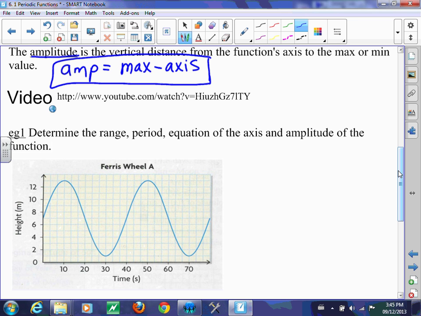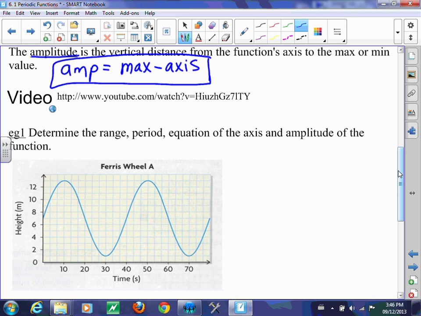Alright, let's just continue on with this example before we do that, though. It says determine the range, the period, the equation of the axis, and the amplitude of this function. So again, we've got a different Ferris wheel example here. Let's take a look at what we know. First of all, we need to find where the symmetry points would be, i.e. where we have the maximum and where we have the minimum.